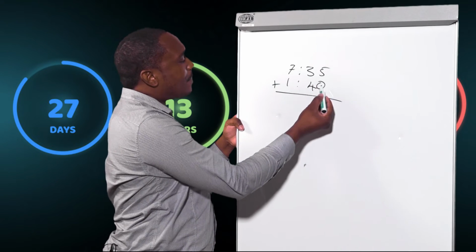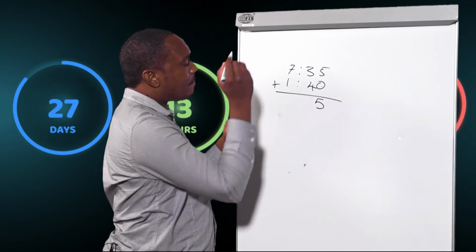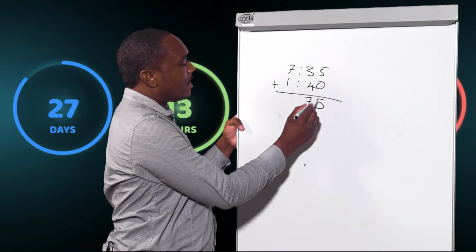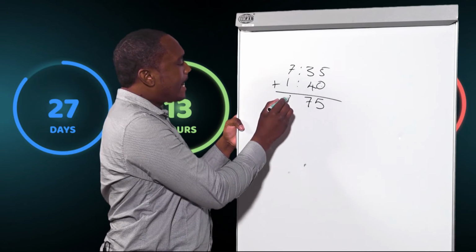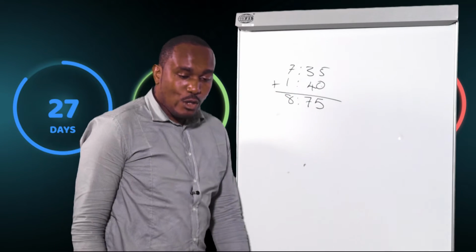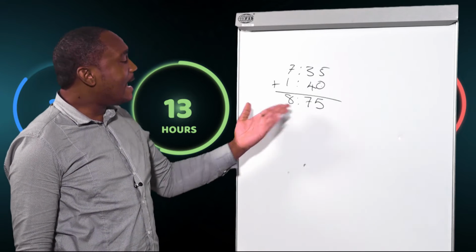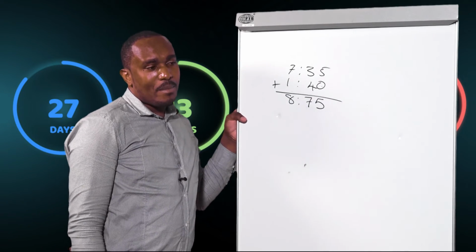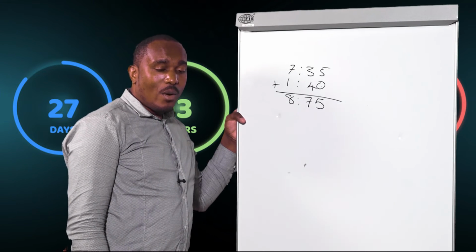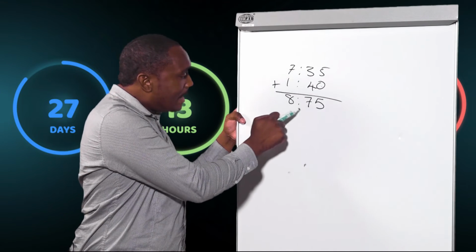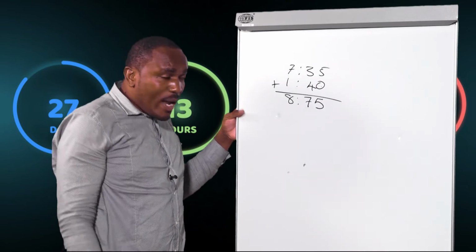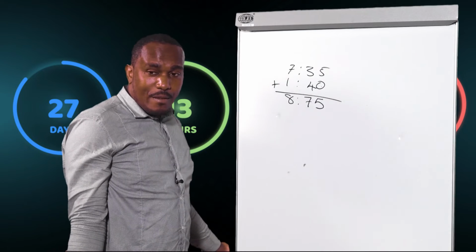We say 5 plus 0, it's 5. 3 plus 4, it's 7. 7 plus 1, it's 8. Okay, so we are saying that Tom woke up when the time was 8:75. But have we ever seen 8:75 on our clock? On our watches, has there been that kind of time? No, it's not there. So what do we do? Very simple.